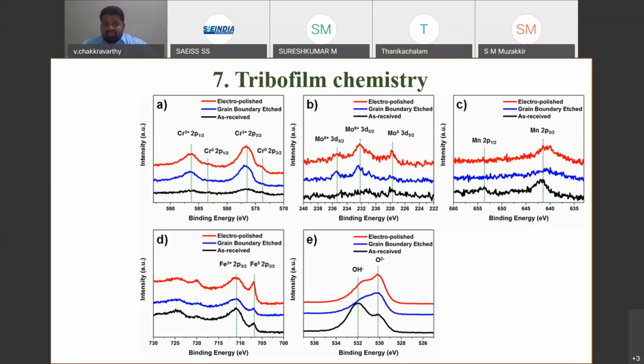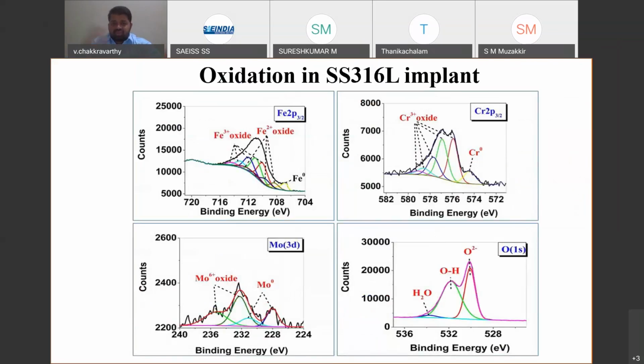So here you can see the XPS before corrosion. After corrosion, once the oxidation has taken place, you can see some iron oxides formed. Fe3+ means iron oxide, Cr2O3 is chromium oxide, and Mo6+ is molybdenum oxide. So different oxide layers have been formed, and you can observe all these things through XPS spectra. That is also one of the most common techniques employed in the biomedical industry.